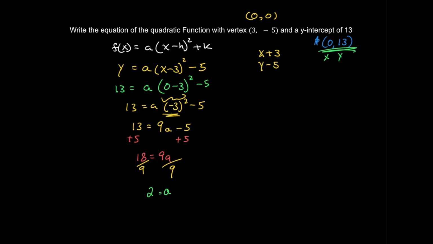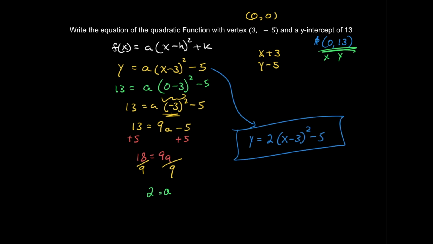But we're not quite done. Remember, our goal wasn't to figure out what the dilation was. This does mean it's been stretched vertically by a factor of 2. Our goal, however, wasn't that. It was just to write the equation. So we have y equals 2 is the value for a, x minus 3 squared minus 5. And that's the equation that has a vertex of 3, -5, and a y-intercept of 13.